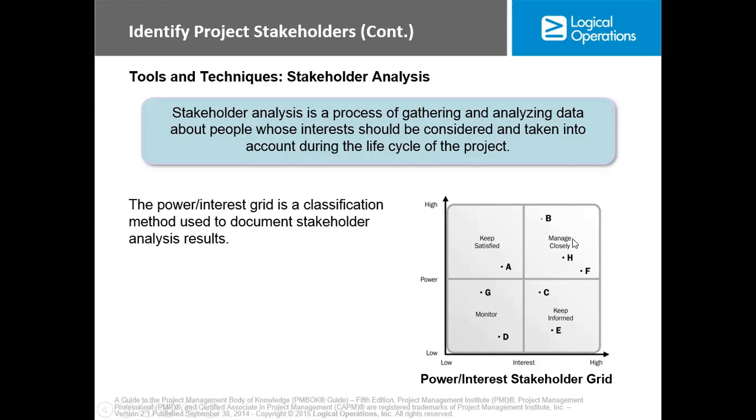Now, for chart B, these are people that have high power or high stakes and also high interest. Okay, you manage these people closely. Now, for people that have low power or low stakes and low interest, you just monitor them because their interest and their power can change. Now for people that have low power but high interest, you keep them informed. These are ways you manage your stakeholders.